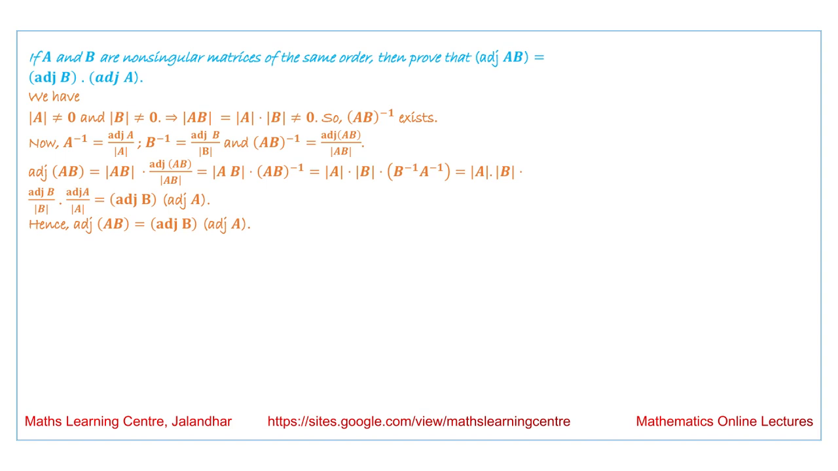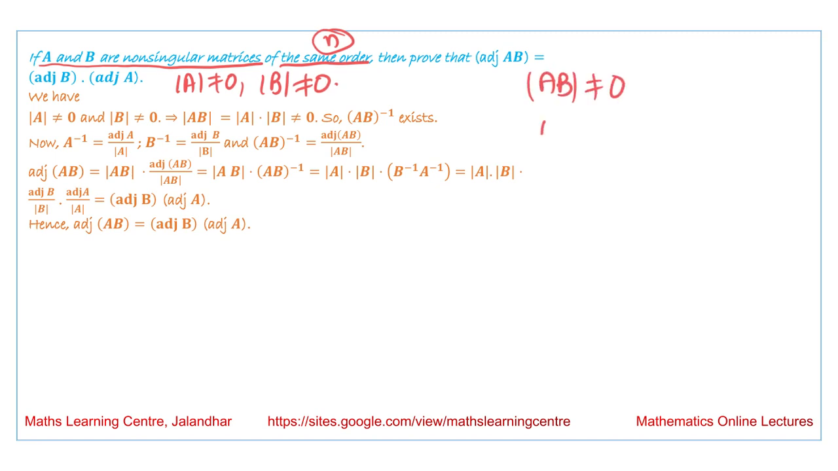Next is, if A and B are non-singular matrices of same order, then prove that adjoint of AB is equal to adjoint of B into adjoint of A. So again, it is given that A and B are non-singular matrices. It means determinant of A is not equal to 0, determinant of B is not equal to 0. Their order is the same. Suppose their order is n. So what we get is that determinant of AB is not equal to 0. We have already seen this, and we know that AB inverse will exist.